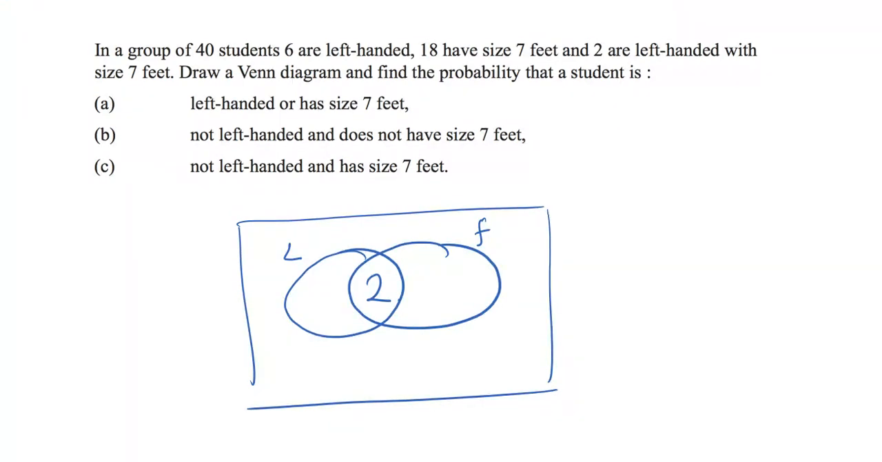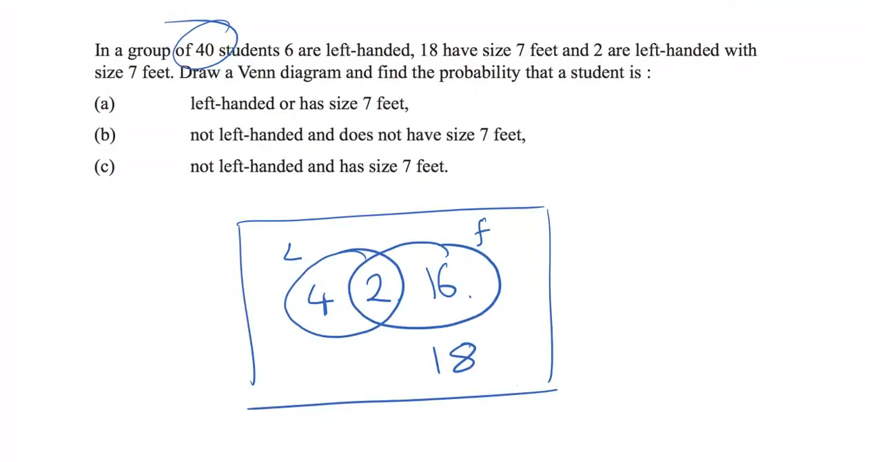We've got 6 in total that are left-handed. So that means I've got 4 that are left-handed that are not size 7. And if I've got 18 that have size 7 feet, well, I've got 16 there that aren't left-handed. Now, we've got 40 students in the class in total, and I've already accounted for 22 there. So that means I must have another 18 left over that are in neither circle.